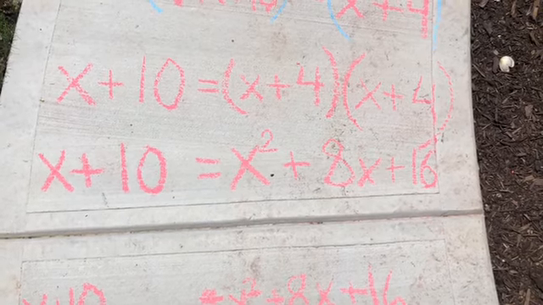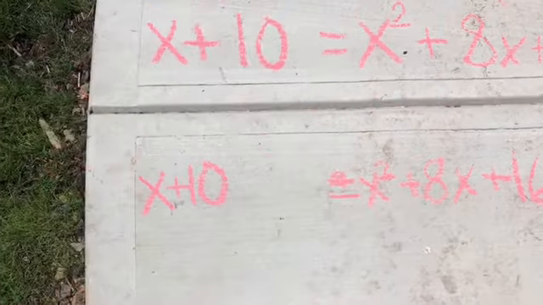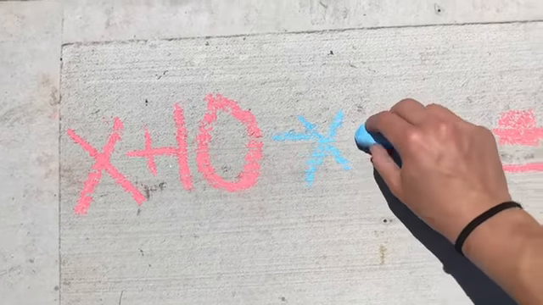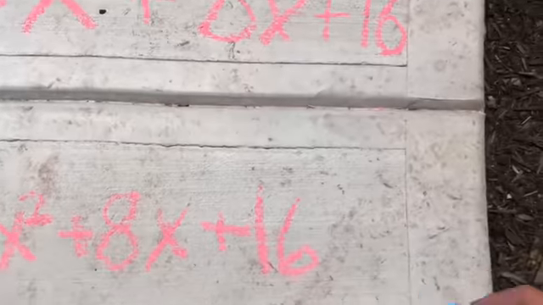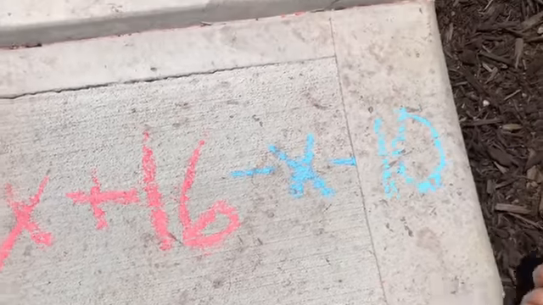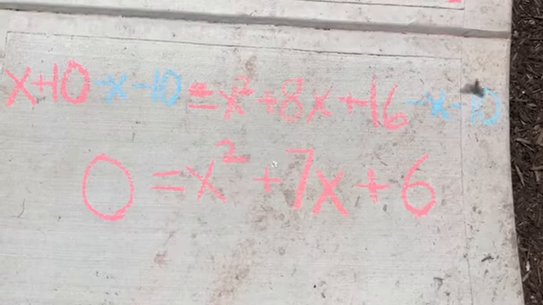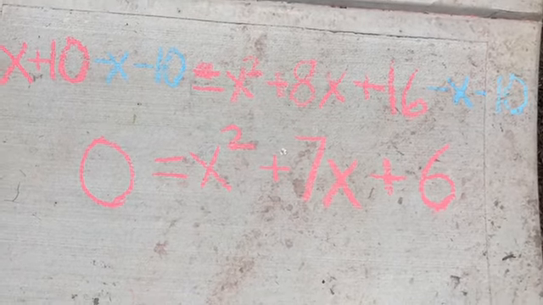Once we get the equation in this form, it looks more familiar. It's got that whole quadratic thing going on. So we're going to subtract x from both sides of the equation and subtract 10 from both sides of the equation. Minus x minus 10. And combine like terms. That leaves us with this very pretty equation: 0 is equal to x squared plus 7x plus 6.